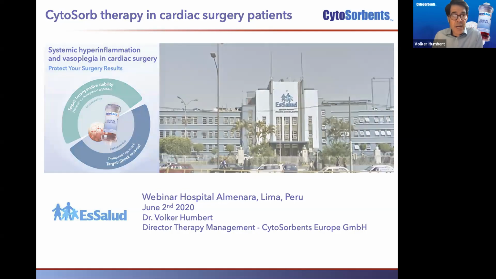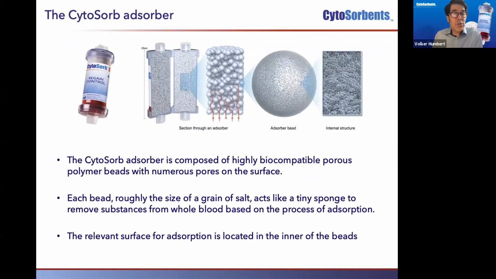I would like to start with a brief introduction into the product before we speak more about the therapy. Cytosorb is an adsorber. It's a cartridge which is filled with highly biocompatible little polymer beads. The beads have numerous pores on the surface, and each bead can act like a tiny sponge to remove substances from the blood. And this removal is based on the process of adsorption.